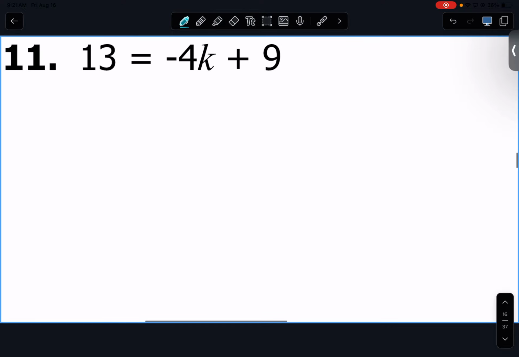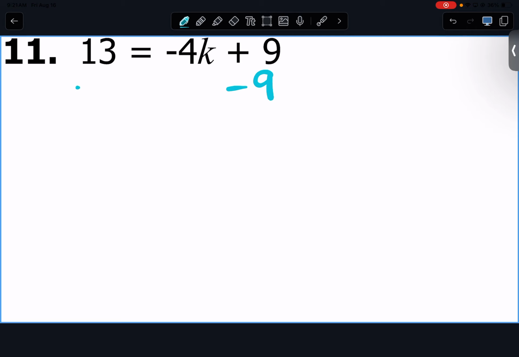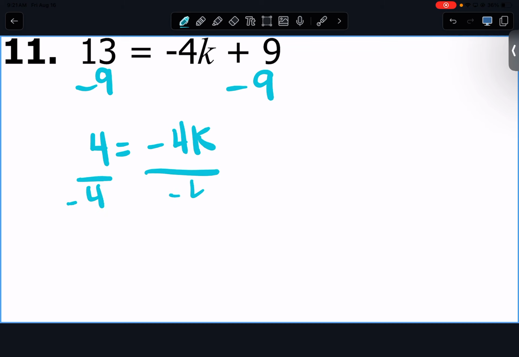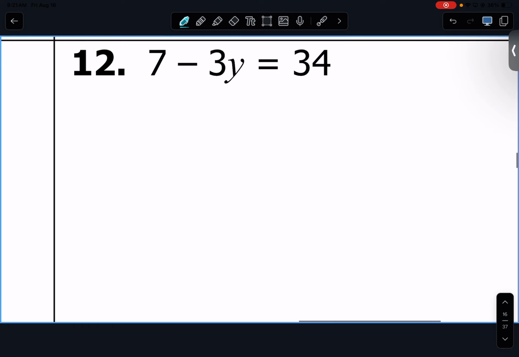For 11, what do I do? So we get 13 minus 9 is? What was that? 4. Then we have negative 4k. What do I do now? Divide by negative 4. So what is 4 divided by negative 4? Equals just a plain old k. That's our answer. Any questions on that one? Awesome.